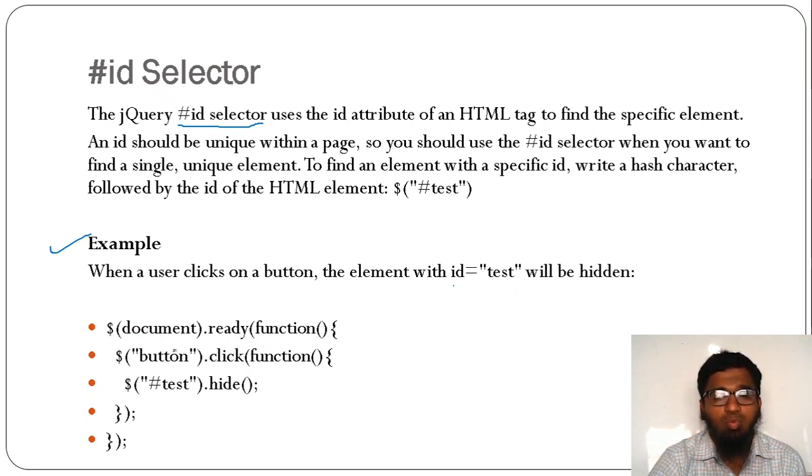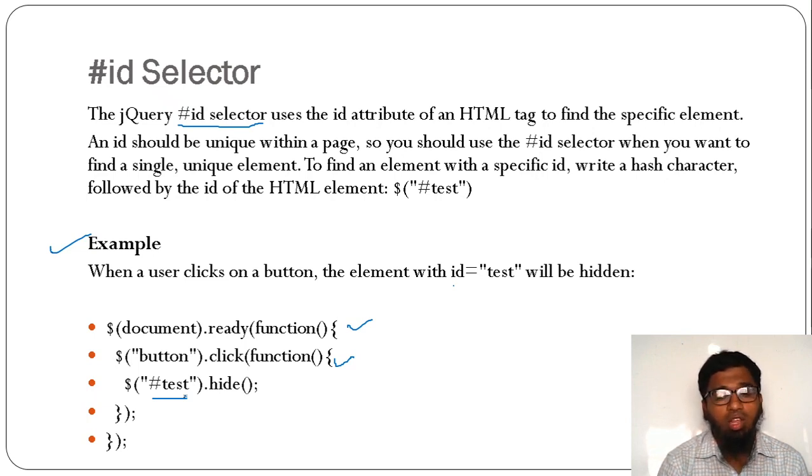$(document).ready function. This is very important. After that only you need to write the function. Here $("button").click function, the same as the previous one. What is the slight difference between the previous one and here? The difference is this #test. What is test? Test is an ID, okay.